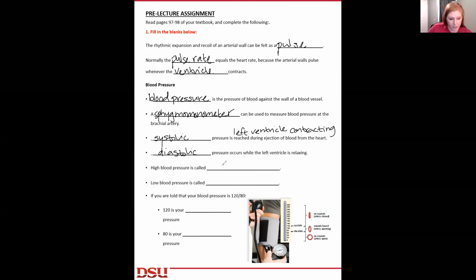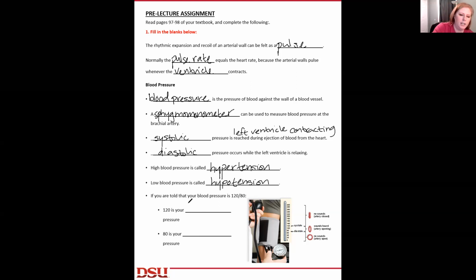Okay, high blood pressure is called hypertension. Notice that prefix, hyper: above, more, over. Low blood pressure is hypotension: below, less, under. Greek and Latin roots in science and especially in medicine are so helpful.